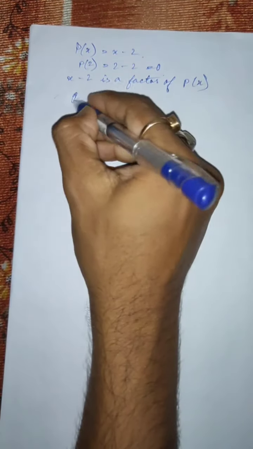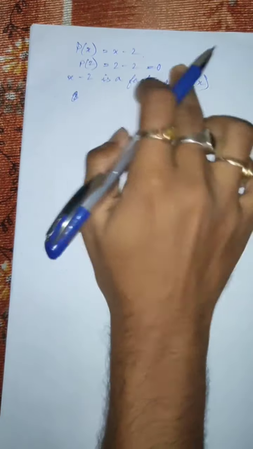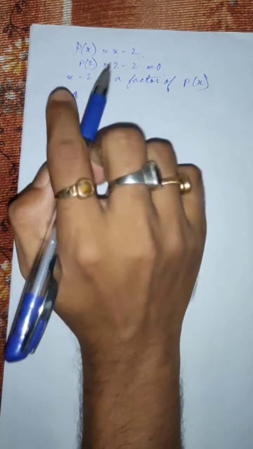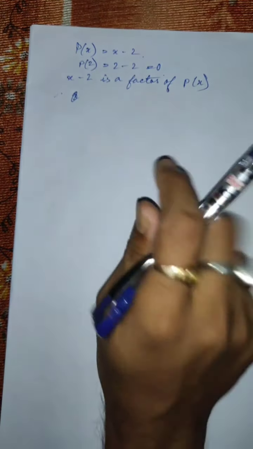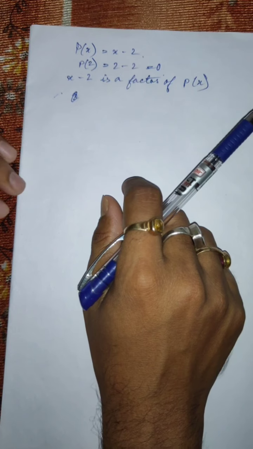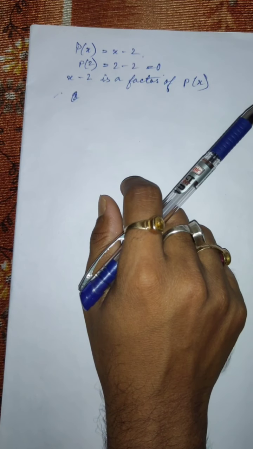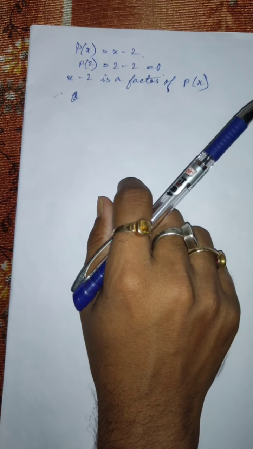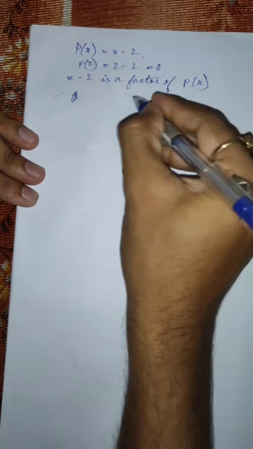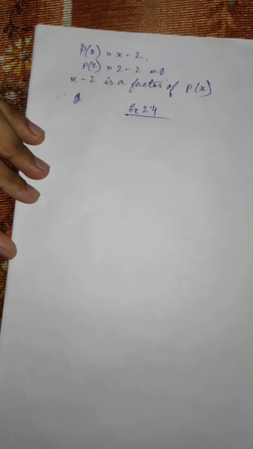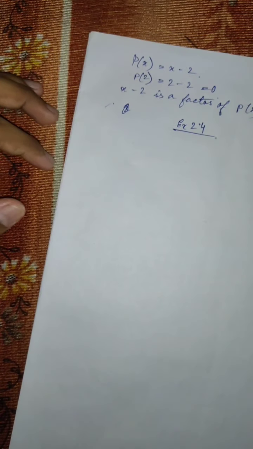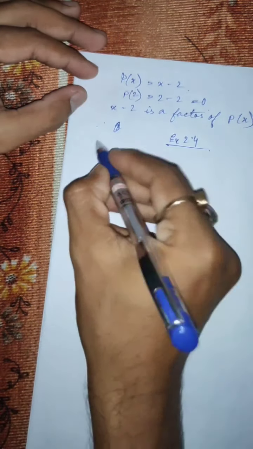This way. And conversely, if x minus 2 is given as a factor of p(x), then we can definitely say p(2) has to be equal to 0. This is the factor theorem. Now we shall see the use of the factor theorem in exercise 2.4. Let's start it. This theorem is very easy. You can understand it after doing the sums of this exercise.